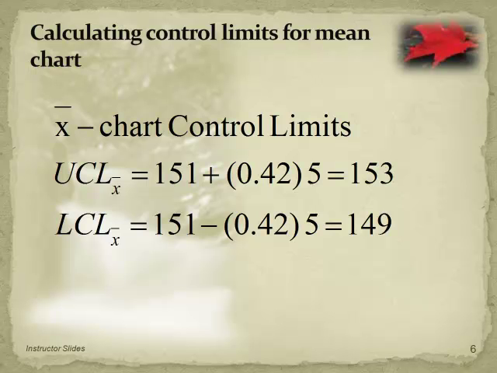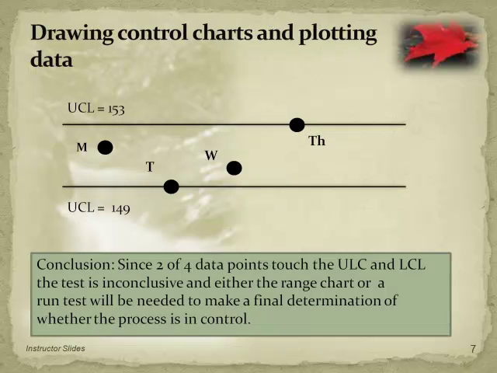That was 0.42. So completing the calculations, my upper control limit is 153 degrees. My lower control limit is 149 degrees. So now that I know what my control limits are, I can draw the control chart and plot the data on the control chart. The upper control limit is the upper horizontal line, 153 degrees, and the lower control limit is the lower horizontal line.